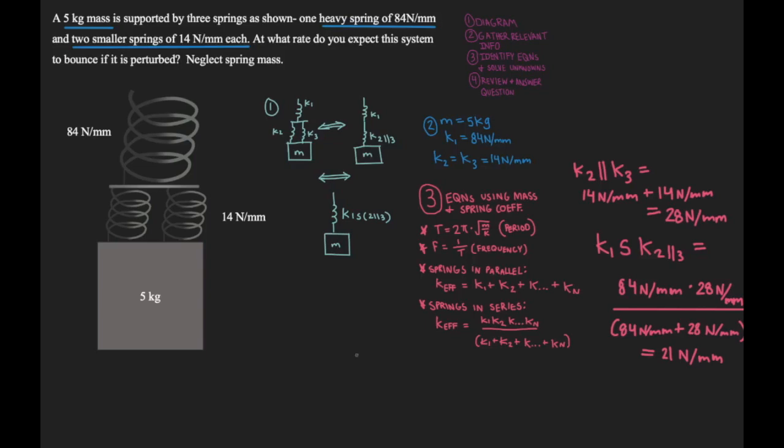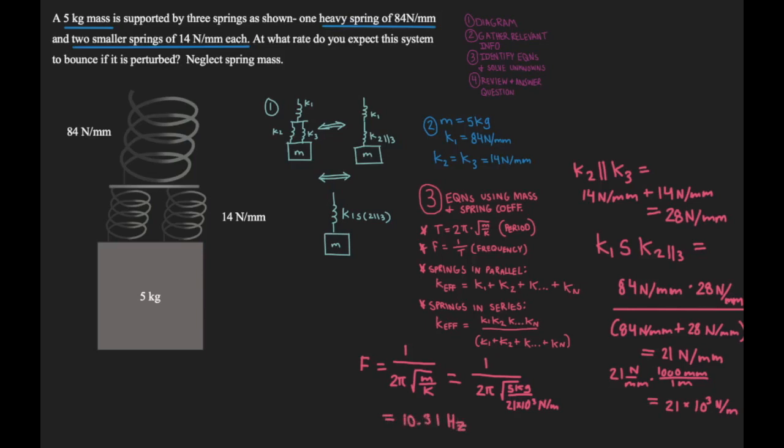Now to solve for our frequency, because that's what this problem is asking, the rate at which we expect this system to bounce. It's 1 over 2 pi times the square root of our spring coefficient over our mass, which is 5 kilograms, but we need to find that in newtons per meter. So we do a quick conversion, which you can see on the side. And this gives us 10.31 hertz.